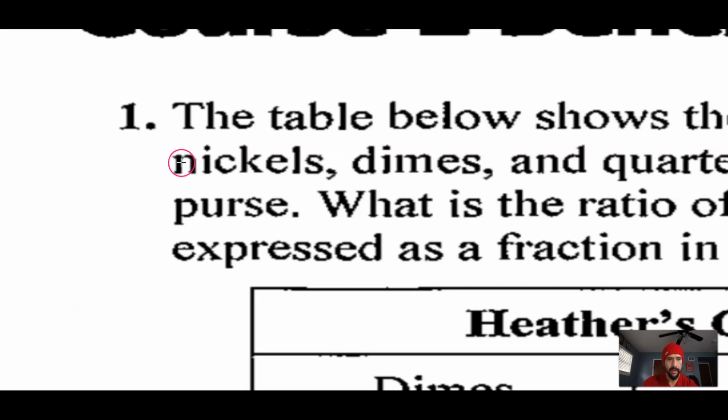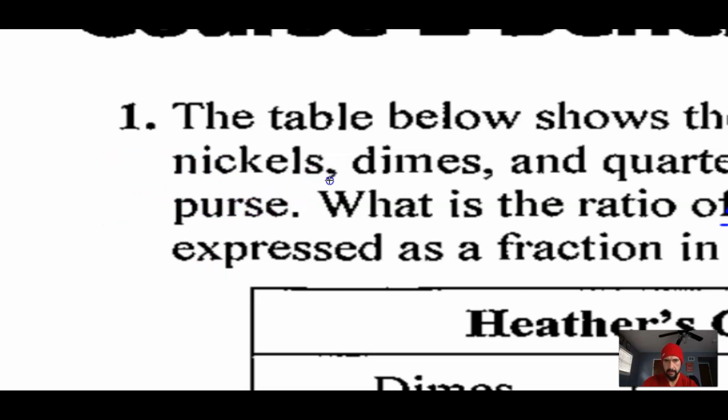So what we're going to do here is first think of what it's telling us. It says a ratio of dimes to nickels, right? So when I'm thinking dimes to nickels as a ratio, which one does it mention first? It mentions my dimes first, right? So I'm going to put D on top of my fraction, or my ratio. And on the bottom, I'm going to put N for nickels, right? D over N.